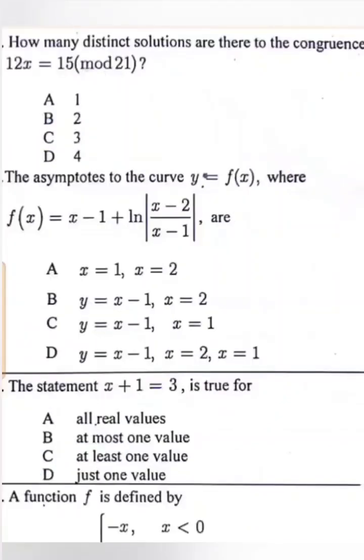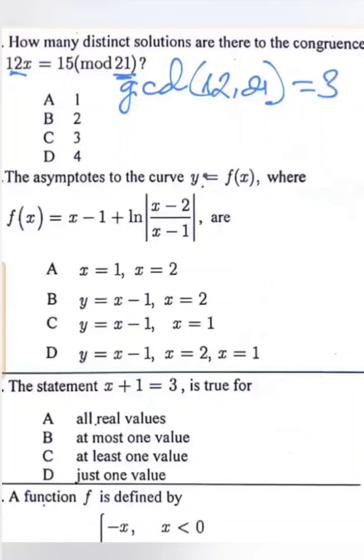In number 15, how many distinct solutions are there to the congruence 12x equals 15 mod 21? Generally, in a linear congruence like this, to get the number of distinct or unique solutions in mod 21, we simply find the GCD of the coefficient of x, which is 12, and the modulo integer, which is 21. The GCD of 12 and 21 is 3, and so we have 3 unique solutions or distinct solutions in modulo 21 for that linear congruence. The correct option then should be C.